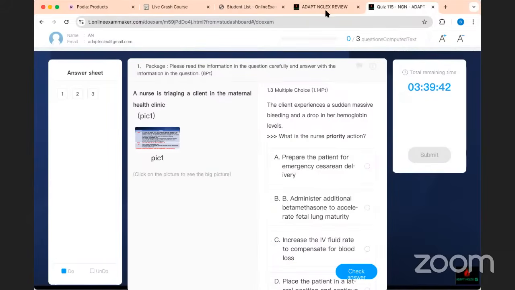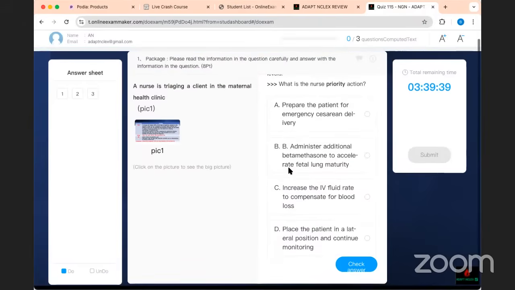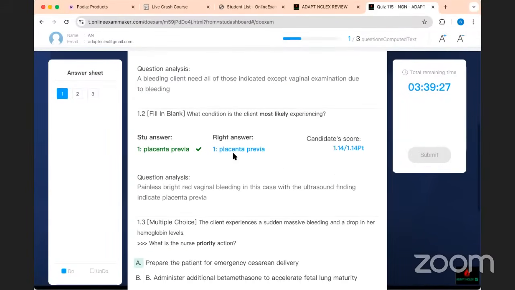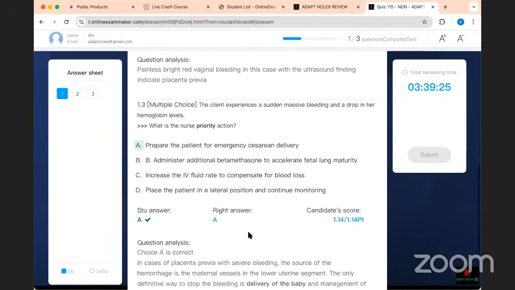So that's how you approach this kind of question. It's a prioritization. This is what is going to stop everything. So that's the most likely right answer. Okay, so that's the case. It's placenta previa and then everything that you need to know about.